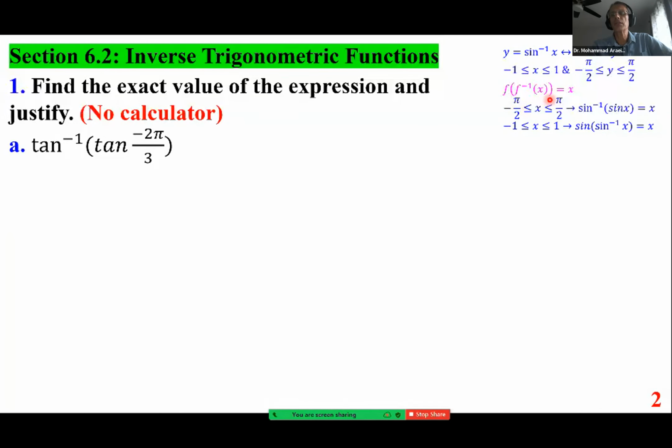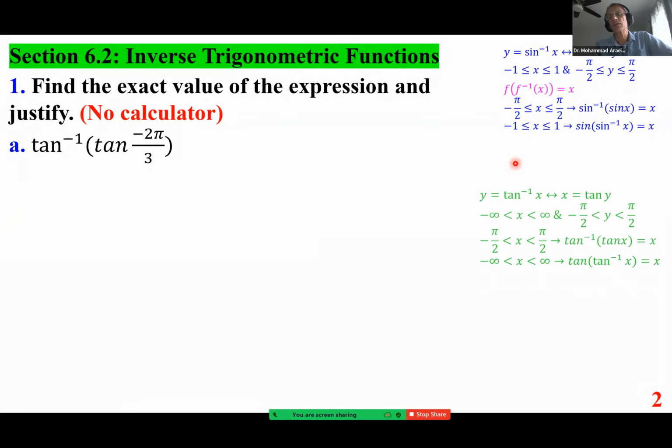And their composite function is x: sine inverse of sine x equals x, as long as x is between negative pi over 2 and pi over 2. And sine of sine inverse x is x, as long as x for the sine inverse is between -1 and 1. And the rest of them follow. So let's quickly look at tangent.